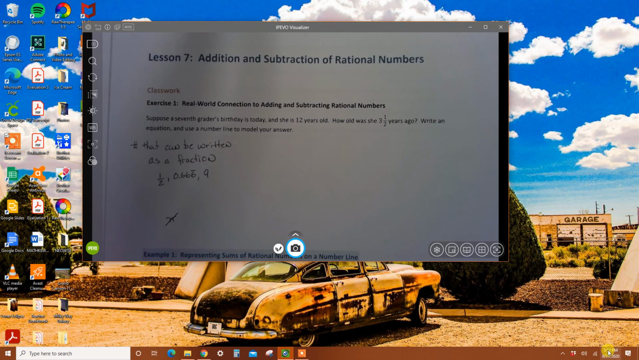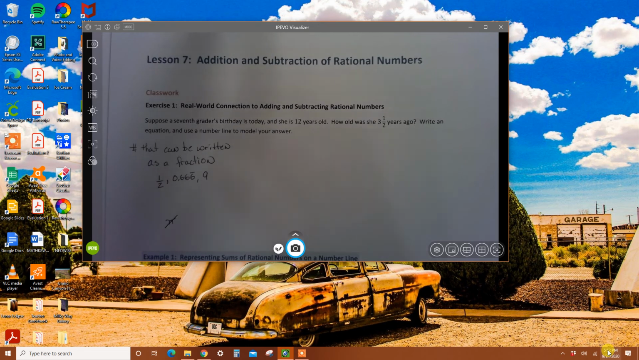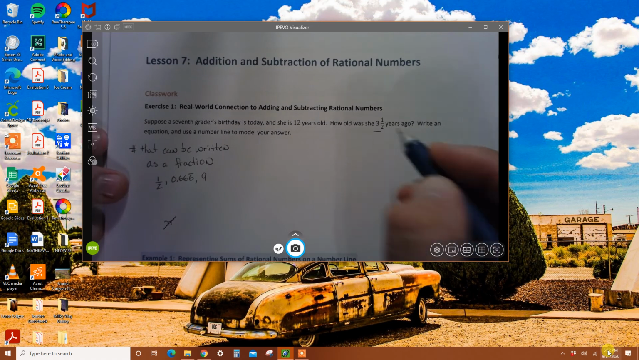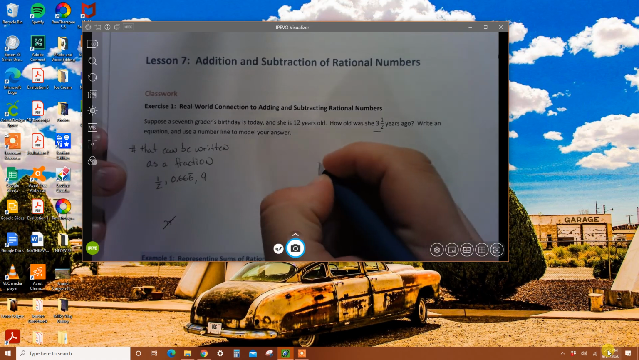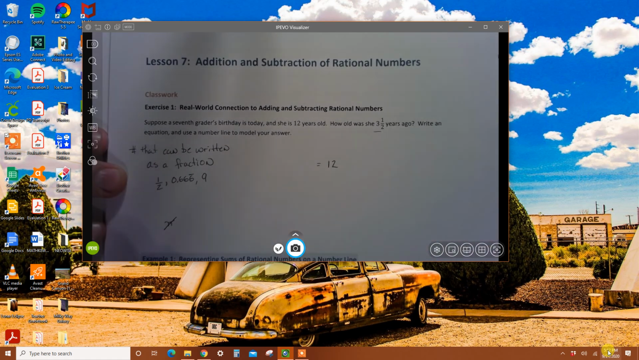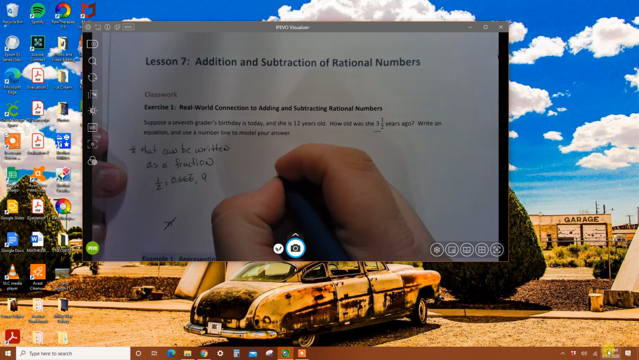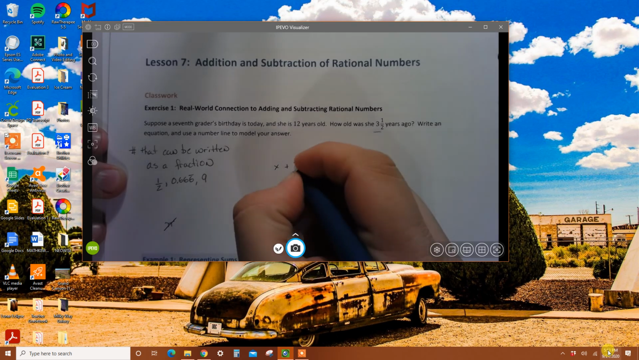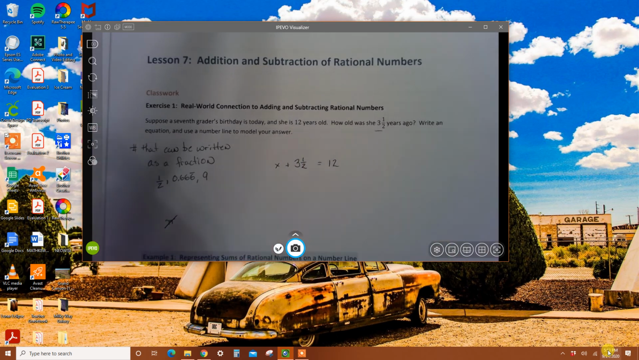No, I'm kidding. All right, so suppose the 7th grader's birthday is today and she is 12 years old. How old was she 3.5 years ago? Write an equation and use a number line to model your answer. Okay. So we want to know how old she was 3.5 years ago. But we know that today she is 12 years old. So if we take her age 3.5 years ago and we add 3.5, we can find out how old she is today.